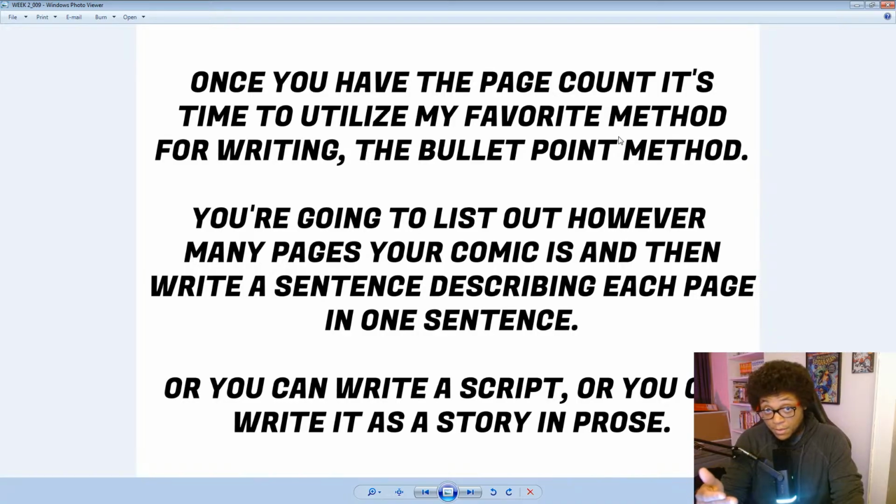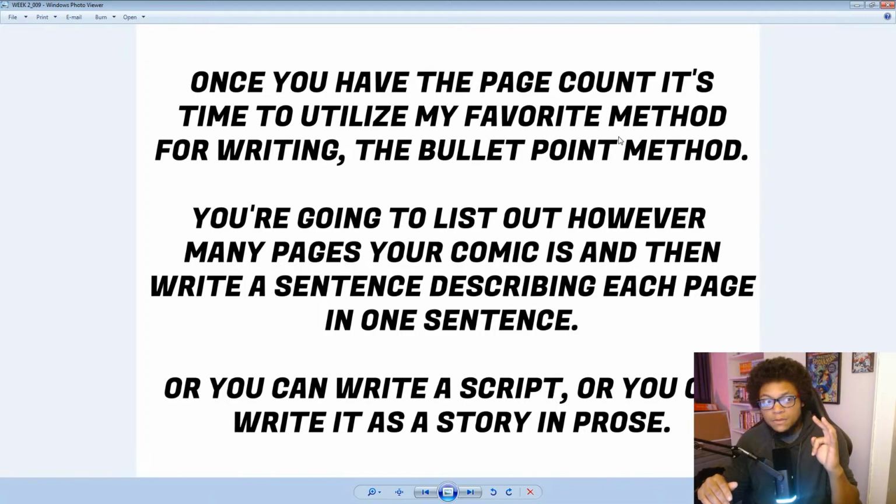Bullet points, obviously, you're just doing a sentence for each one. If you write a script, normally you'll have a page that says, this is page 1, panel 1, this happens, dialogue. Panel 2, this happens, dialogue. Panel 3, this happens, and so on and so forth. And when you write it in prose, that's essentially just writing it as a novel. The best example I can give is something like Harry Potter. Like, Harry then said, Expecto Patronum, or whatever, and then got on his broom and flew away. Those are the differences.